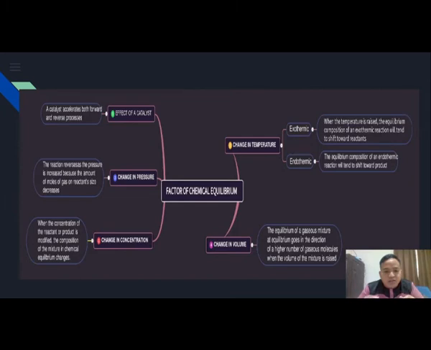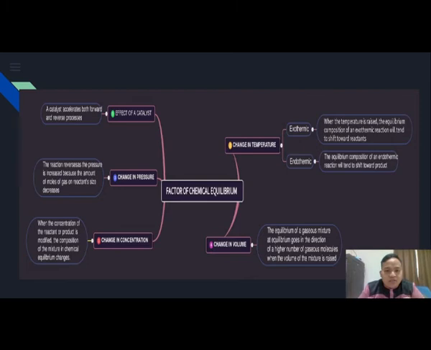And second is the change in the volume. The equilibrium of the gas mixture goes in the direction of a higher number of gas molecules when the volume of the mixture is raised. It means if you change the volume, you change the number of molecules in the gases, and you change the chemical equilibrium there.